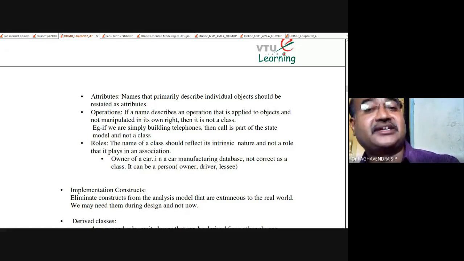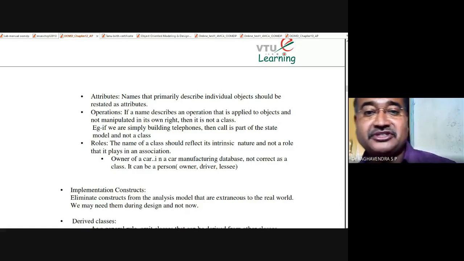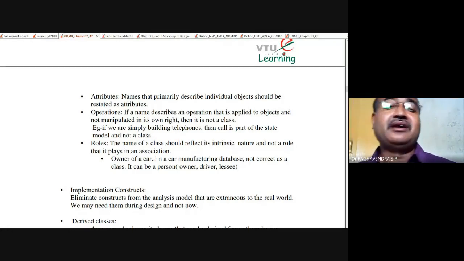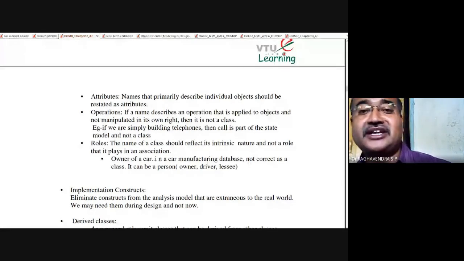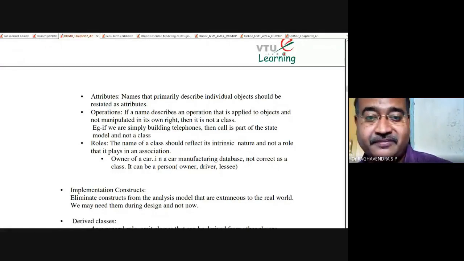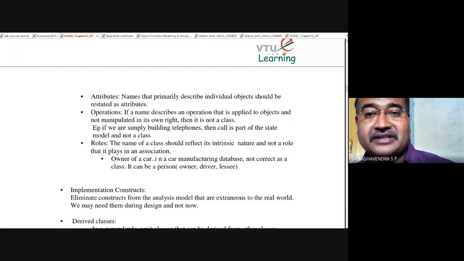On the other hand, person can be considered as a class because person means anything general, which may include an owner. A car can be used in many different ways, or a person can play different roles with respect to a car. Like a person can play the role of an owner, a driver, or a lessee. Lessee means he wants to lease a car.